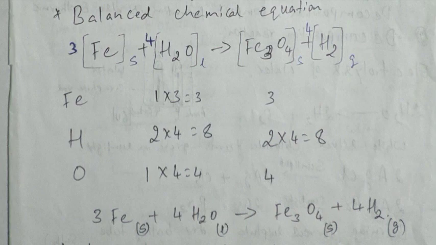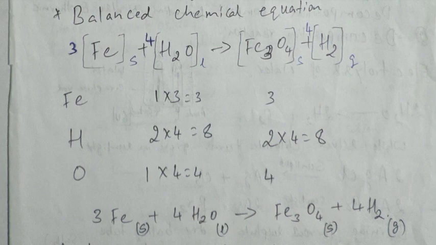Here also H2O, so H2, and here we have the H2. But oxygen is unbalanced. So in the product we have the O4. See that Fe3O4. So in the reactant it has only 1. So I will multiply by 4. I have to put the 4 before the H2O. So it will become 4H2O. When I put the 4, hydrogen becomes 8 and oxygen becomes 4.